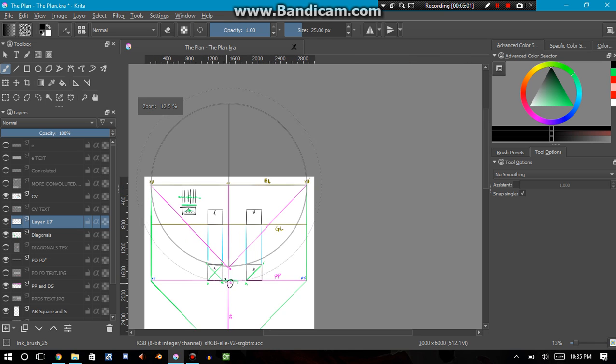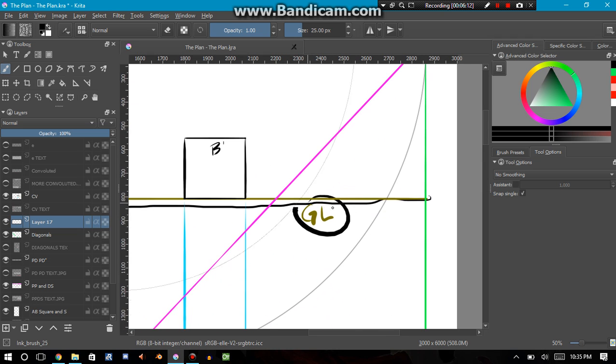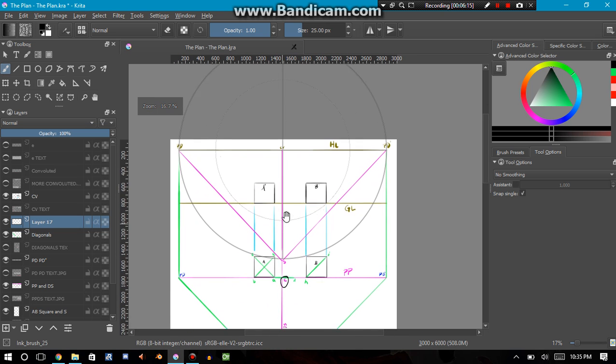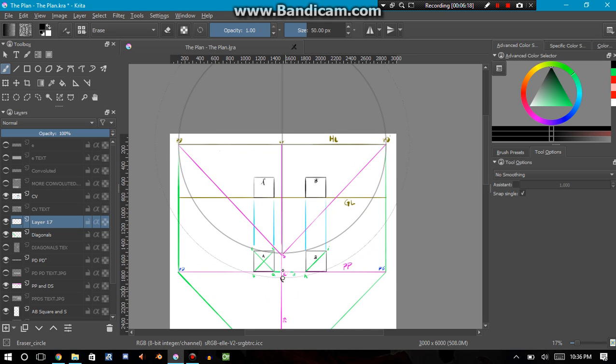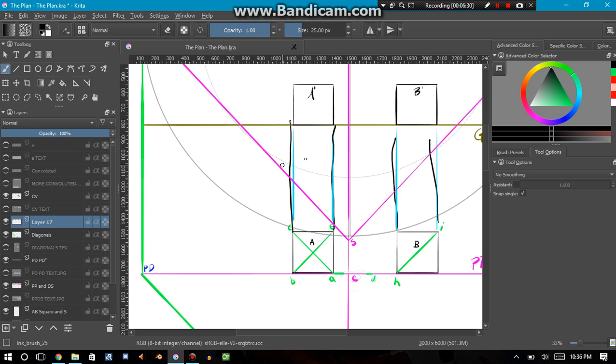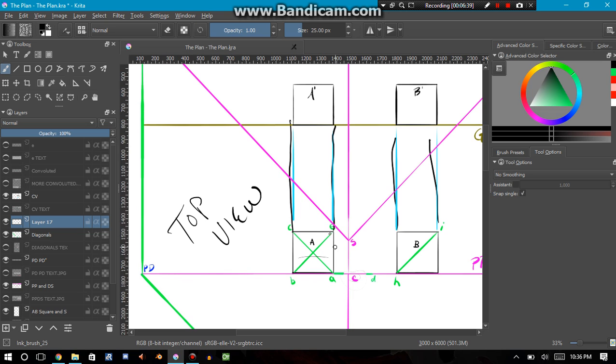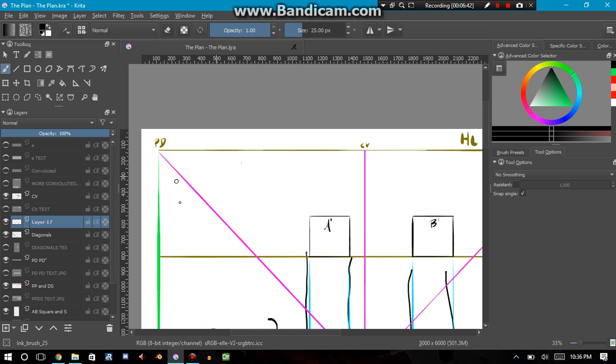Okay, once we draw that, one second here, go ahead and draw a line right here and call it the ground line, GL, okay? Once you have GL established, you're going to carry up the lines from A and carry up the lines from B, okay? Now, inside of the floor plan here, what we have is the top view. This is the top view, and this is the perspective view up here, okay?